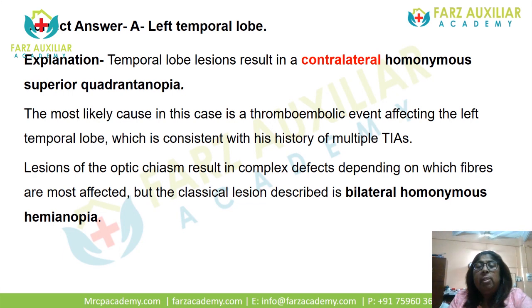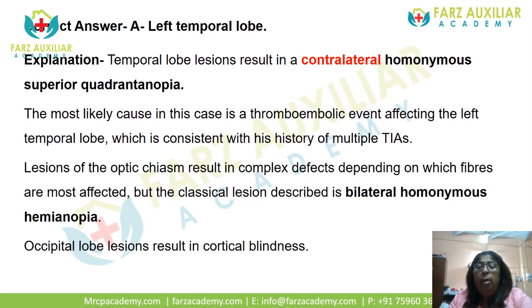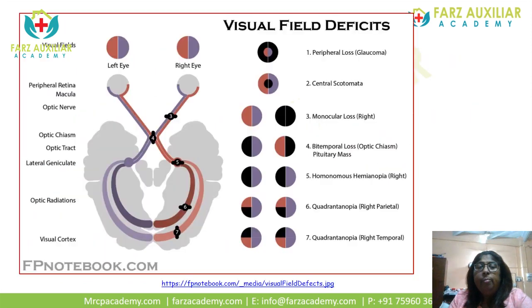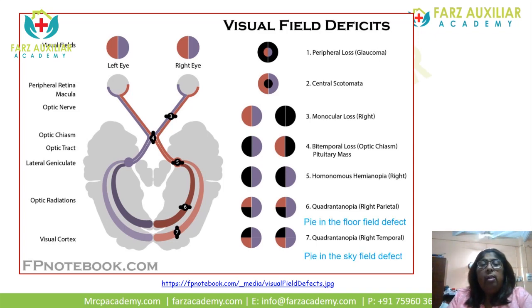Occipital lobe lesions result in cortical blindness, and optic nerve lesion results in ipsilateral blindness. So remember this image, it's one of my favorite and it's important. Look at the area of the lesion, as they are numbered, and you have the corresponding visual field defects.